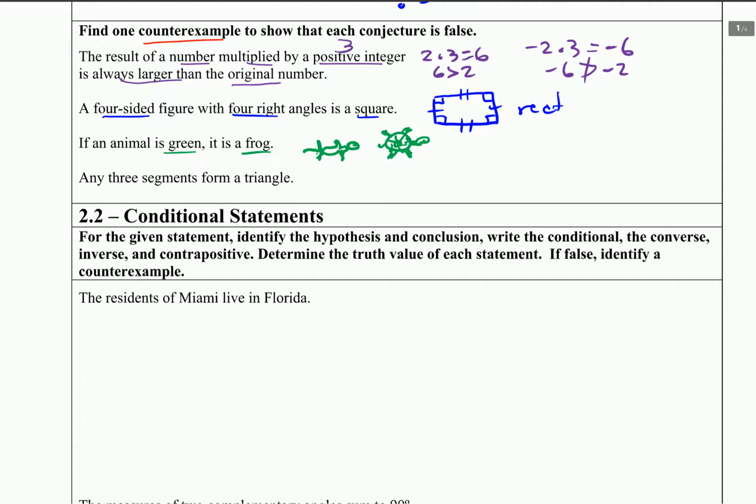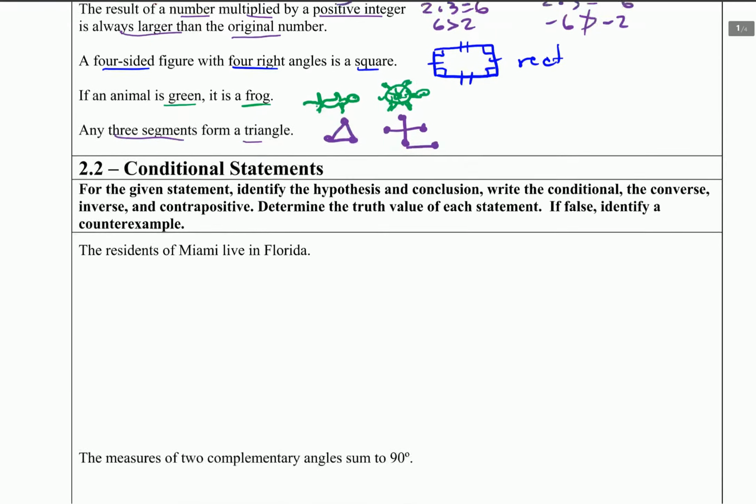Good counterexamples there. And our last one, any 3 segments form a triangle. Well, while that is true, it is not always true, because I can take 3 segments and form a baby T, or the Japanese hi. Fun stuff.